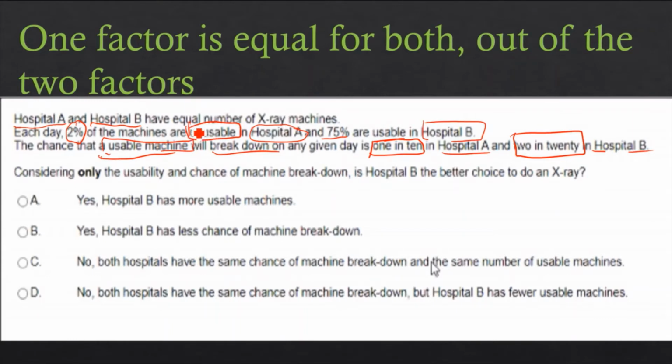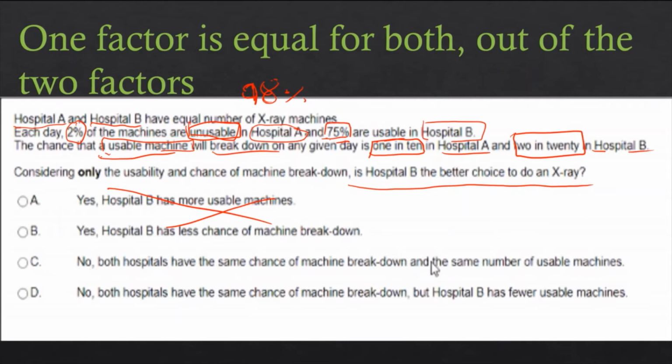if they're unusable, if they're usable. So I know each day 2% of the machines are unusable in hospital A, so that means there's 98% which will be usable, and 75% are usable in hospital B. So the correct option would be hospital A is the correct one. But looking at the question, it says is hospital B the better choice for an X-ray, and then we can just rule out yes because they're not. No would be the correct answer.